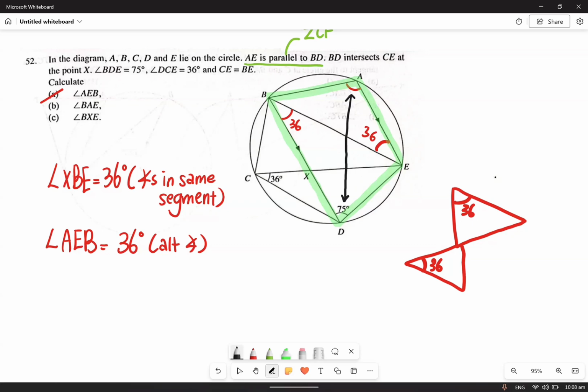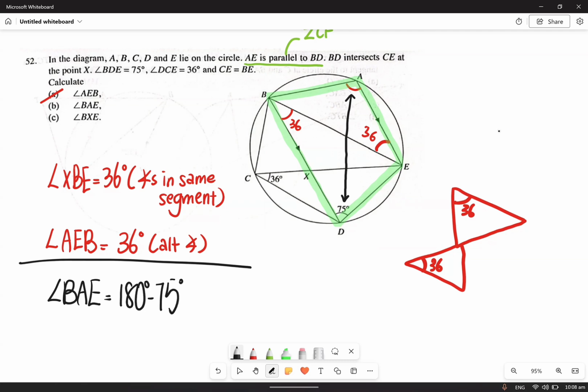So to find out what this is over here, can you all follow my cursor? I just have to look at the opposite angle. This part plus that part is equal to 180 degrees, because there's no center point. So BAE is 180 degrees minus 75 degrees, which gives 105 degrees. We call this angles in opposite segment, not the same segment anymore. Can you all see it's literally opposite?